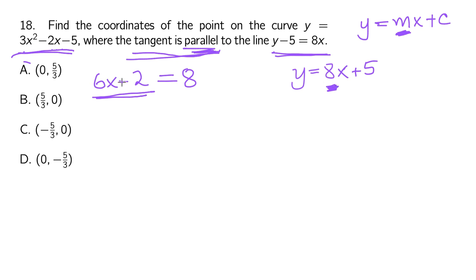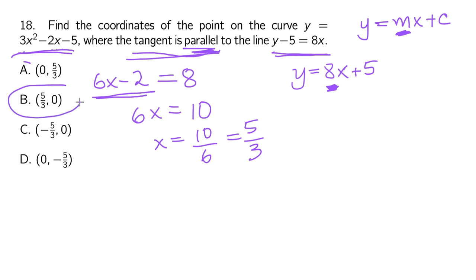So we now have to find the value of x at which this happens. And we have 6x equals 8 plus 2, which is 10. So x equals 10 over 6, which is 5 over 3. Looking at the options, the only one which has x equal to 5 over 3 is B. But of course, to be sure, we could substitute this value of x into the equation of the curve to see if we get this value of y, this 0. So that would be a good way to check our answer.